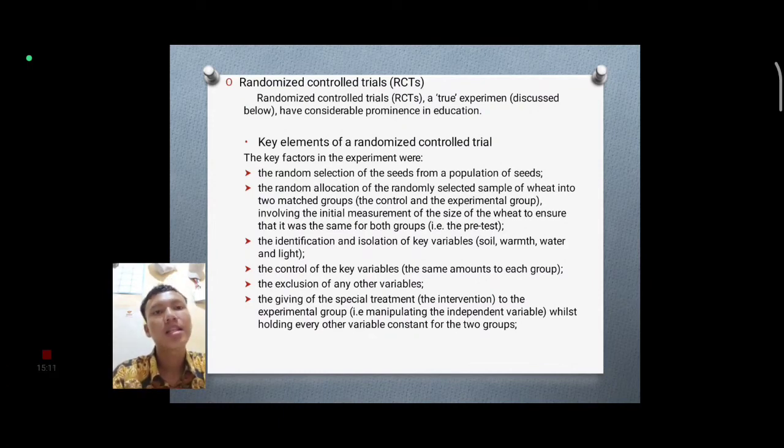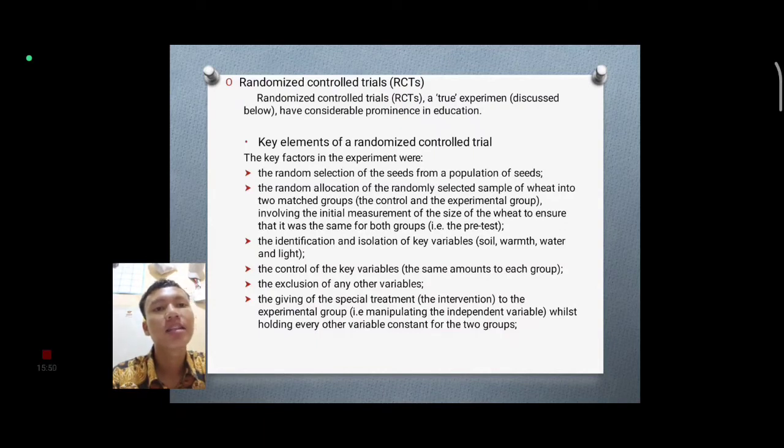Key elements of a randomized controlled trial. The key factors in the experiment were the random selection of the seeds from a population of seeds, the random allocation of the randomly selected sample of wheat into two matched groups, involving the initial measurement of the size of the wheat to ensure that it was the same for both groups.